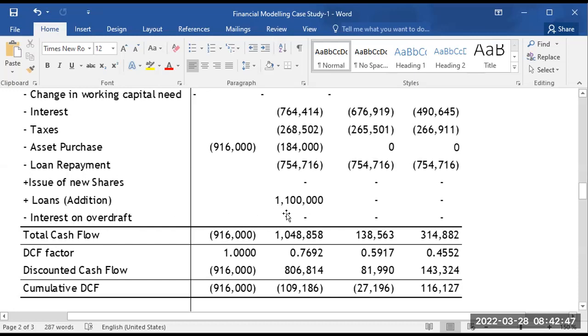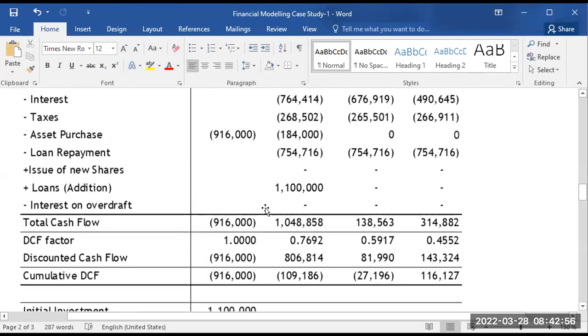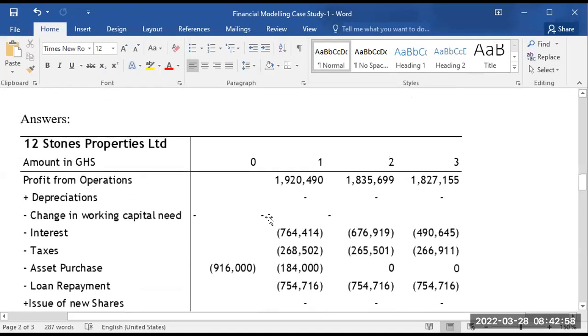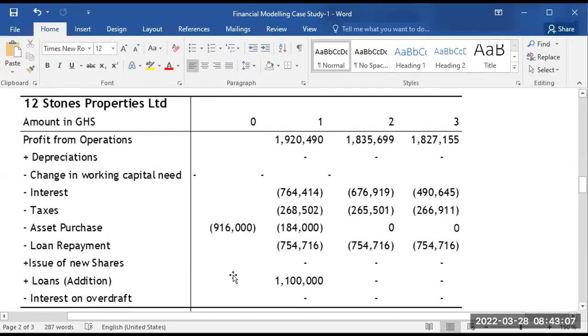And its raw value. Okay, interest on overdraft. There's no interest on overdraft. So what is the total cash flow? The total cash flow is a summation of the cash flow from profits to interests on overdraft. So look at all of this column.